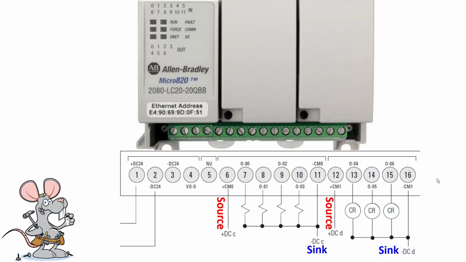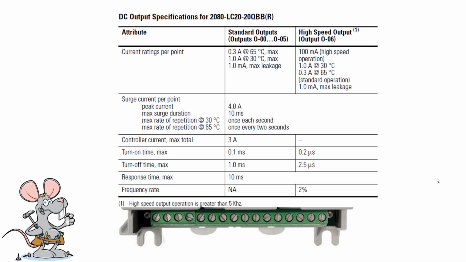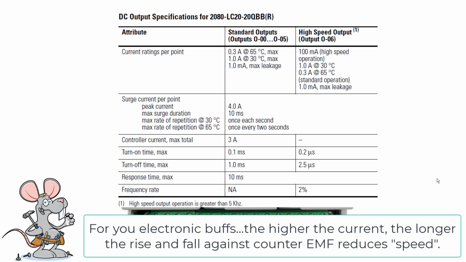Now, some of these outputs are high speed and some are not, but this shows you a possible circuit, and notice that we have the plus connected up to both commons. We're sourcing the loads, or you can say the loads are sinking. I threw this up here so you can see the current ratings on standard outputs, 0 through 5. And you can see that it's not high current. High speed output 6 is the high speed output. There's 1. That's 100 milliamps.